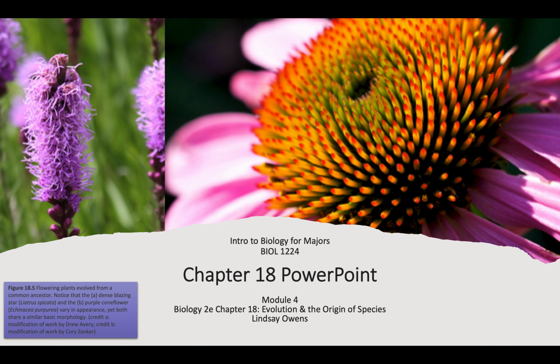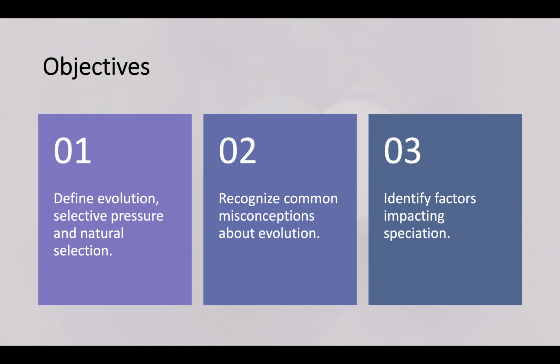This is going to be the Chapter 18 PowerPoint, which is in Module 4 of this course, and this is from the OpenStax book, Biology 2E. Chapter 18 is over evolution and the origin of species.